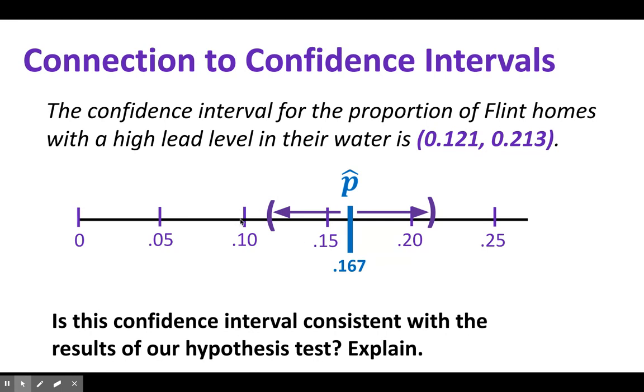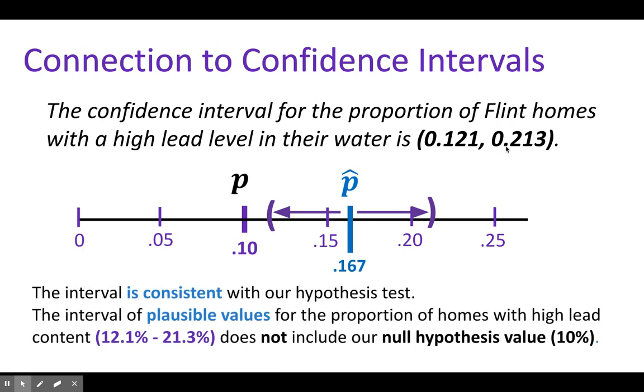This backs that up. The null is that p was 0.1, and 0.1 isn't even a plausible value based on this confidence interval. So you can also back up significance testing with a confidence interval. Again, it's consistent because the plausible values don't even contain the null value.